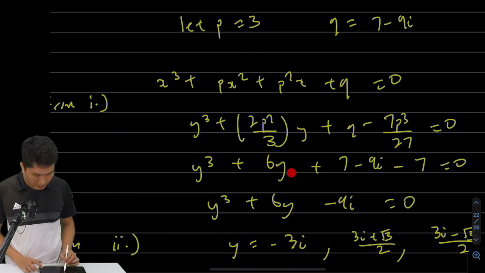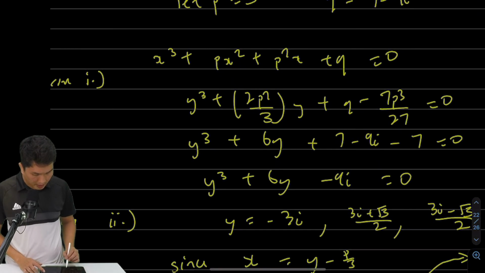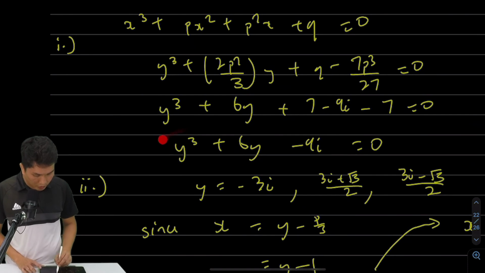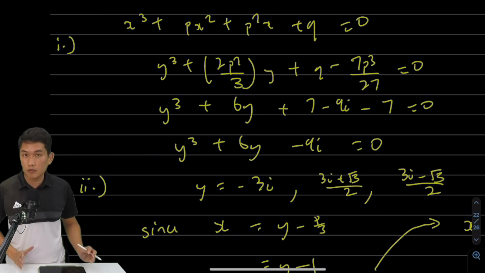So this becomes 6y, Q minus 7 times 27 over 27, so that's negative 7. So this 7 cancels out, and then I get this cubic polynomial over here. And this one looks familiar because this is our cubic polynomial in part 2. So from part 2, I already know the roots to this polynomial are negative 3i, 3i plus root 3 all over 2, 3i minus root 3 all over 2.